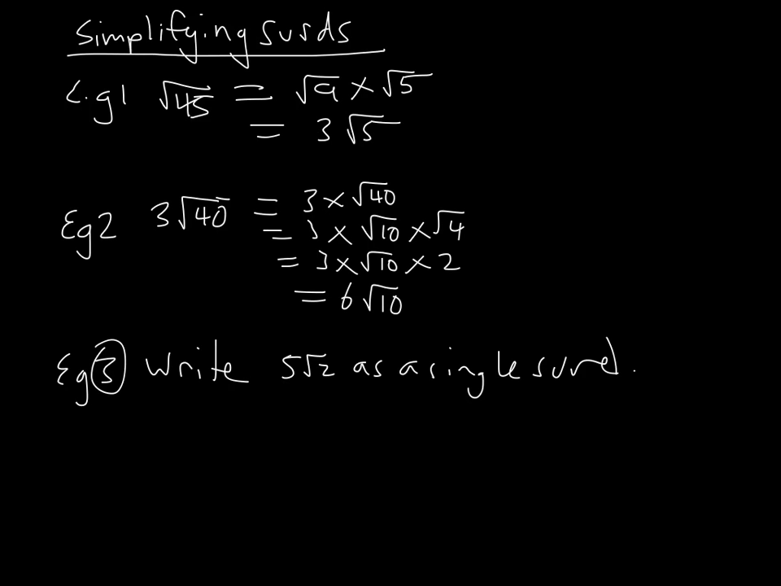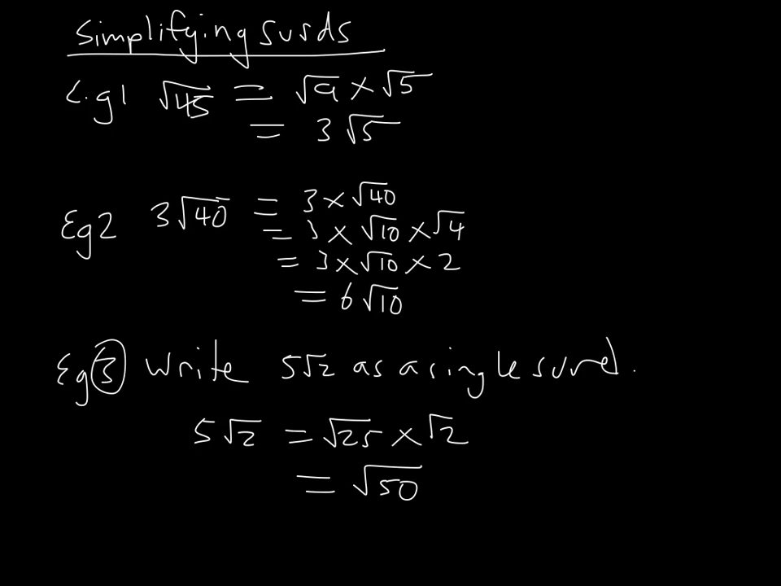Okay, now you can do the reverse process as well. So here I've got 5 root 2 as a single surd. So the number 5 would be the same thing as root 25. So that's the same thing as root 25 times root 2. And when you're multiplying surds, they just multiply like normal numbers do.